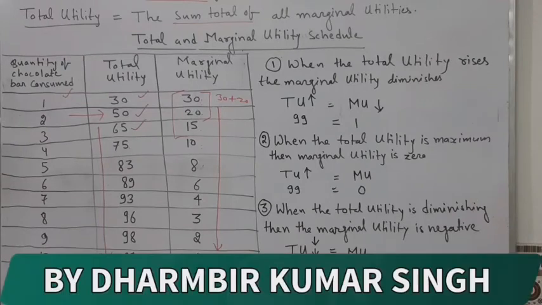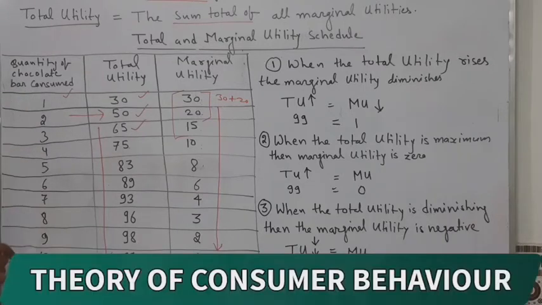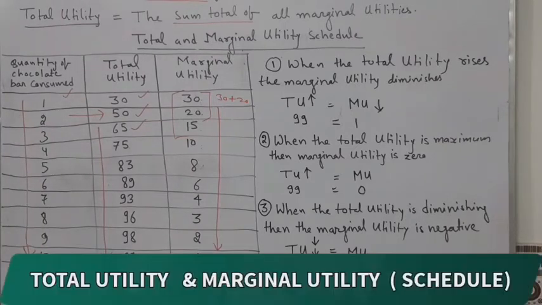We see that as consumption of chocolate increases continuously up to 10 chocolates, the marginal utility from each additional chocolate goes on diminishing. Total utility goes on increasing at a diminishing rate.